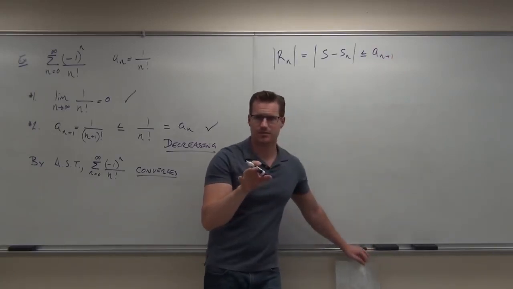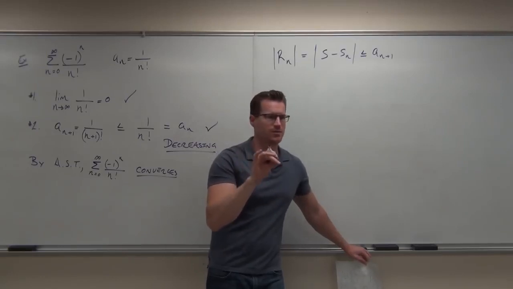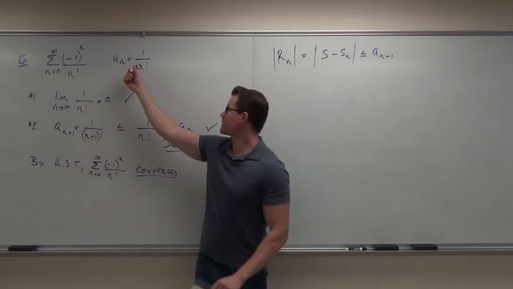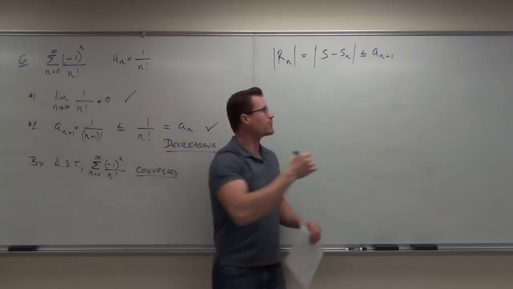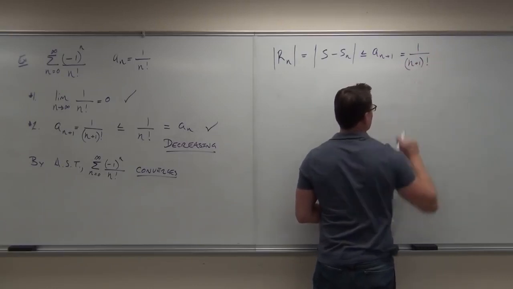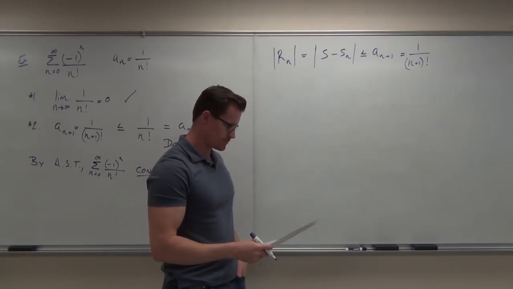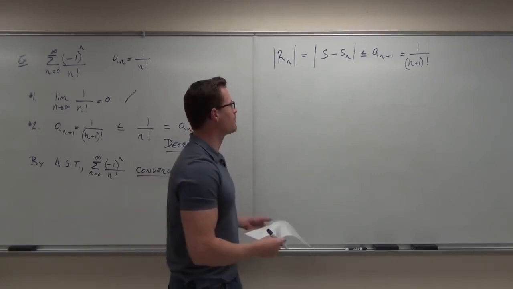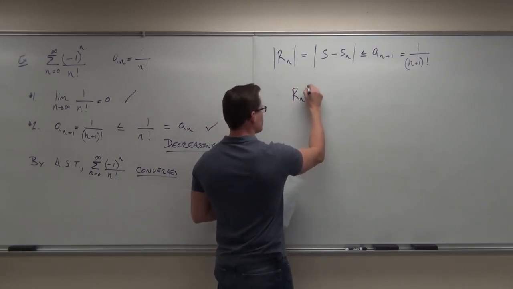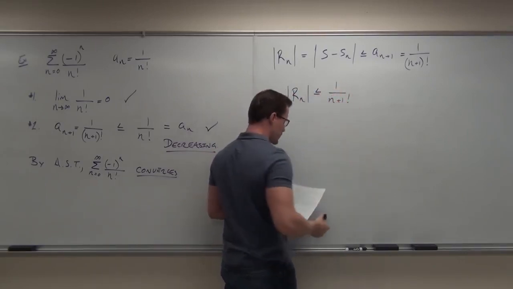Does that make sense? Yes. Okay. Now, do you have an expression for a sub n plus 1? Yes, you do. In fact, we just had it. If you didn't, you could make it easily. You look right here and you just do n plus 1. So for us, we know that this is the same thing as 1 over n plus 1 factorial. You okay with that? Okay, so practically speaking, we know that r sub n must be less than or equal to 1 over n plus 1 factorial.